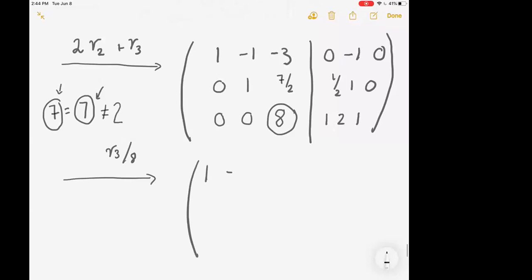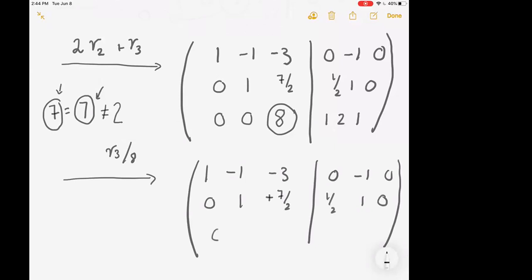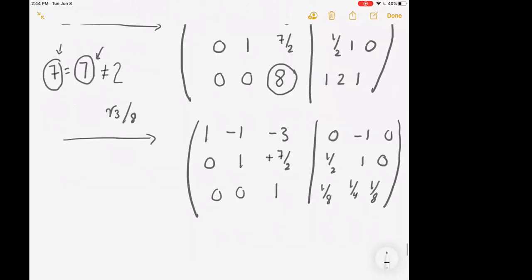Nothing happens to row 1. So it's just a transcription problem. Nothing happens to row 2, but you got to transcribe these numbers correctly. And row 3 becomes 0, 0, 1, 1 over 8, 1 over 4, 1 over 8. You can see a pattern. What's appearing on the left-hand side of the vertical bar is becoming simpler. And what's appearing on the right-hand side of the vertical bar is becoming more complicated.